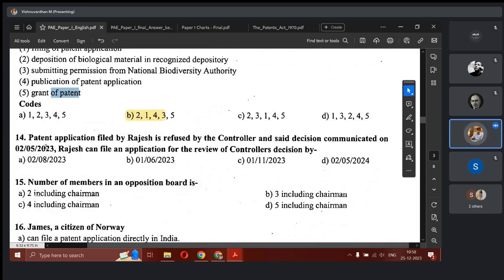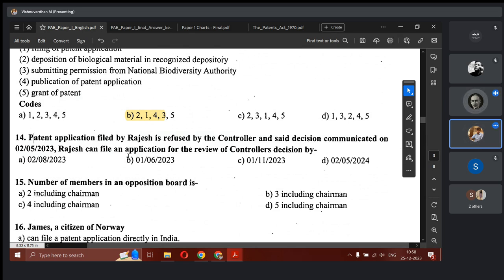Two very small questions. Parent application filed by Rajesh is refused by the controller, and said decision is communicated on 2nd May 2023. So May of 2023. Rajesh can file an application for the review of controller's decision by, guys, this is a purely timeline based question. I don't know the answer to this, but to my understanding, review of a controller's decision always has to be within 1 month. So it has to be within June.